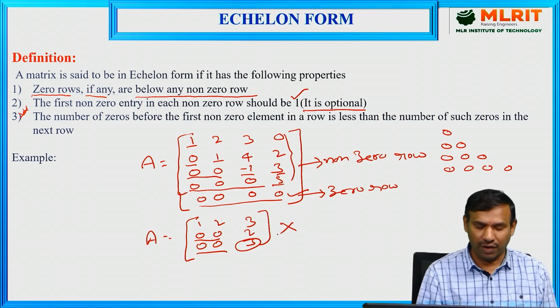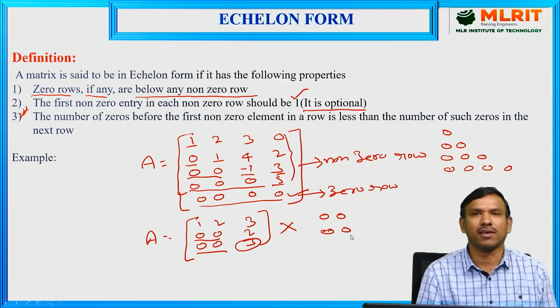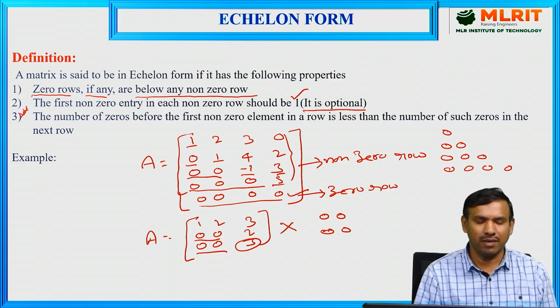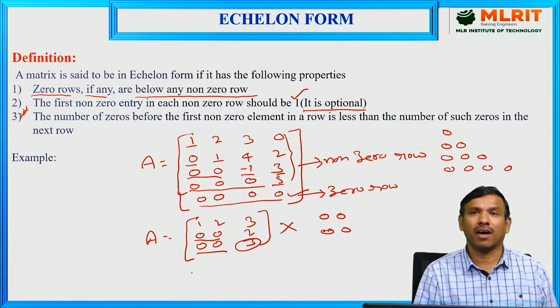What condition fails here? The number of zeros. Here 2 zeros, here 2 zeros, in the second row and third row. The number of zeros is not increasing. So the third condition failed, so it is not in echelon form. Definitely it has to satisfy the third condition. The second condition is optional. Even if you don't satisfy the second condition, we can say it is in echelon form. Right? So once it is in echelon form, then we can decide the rank of the matrix.